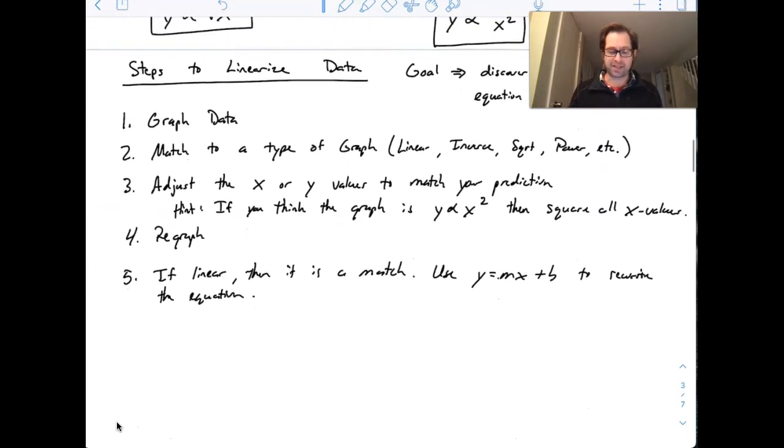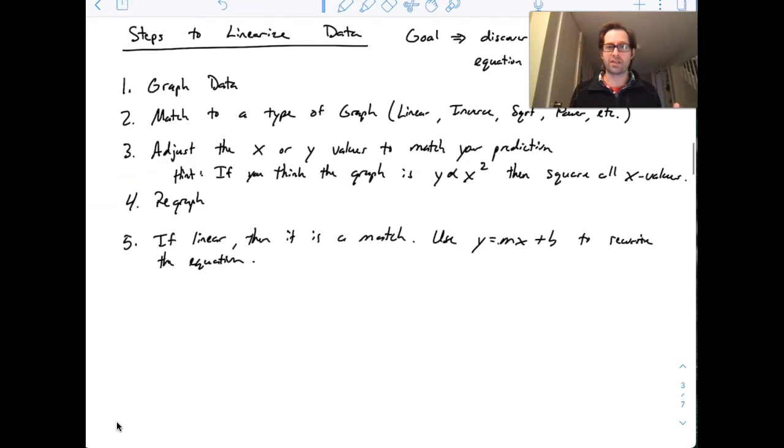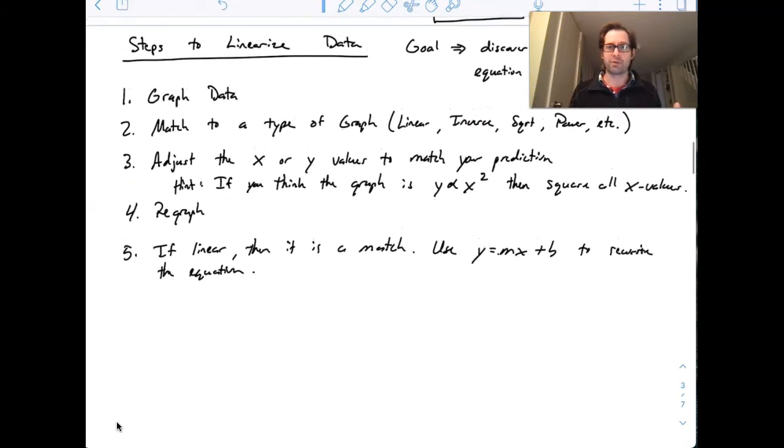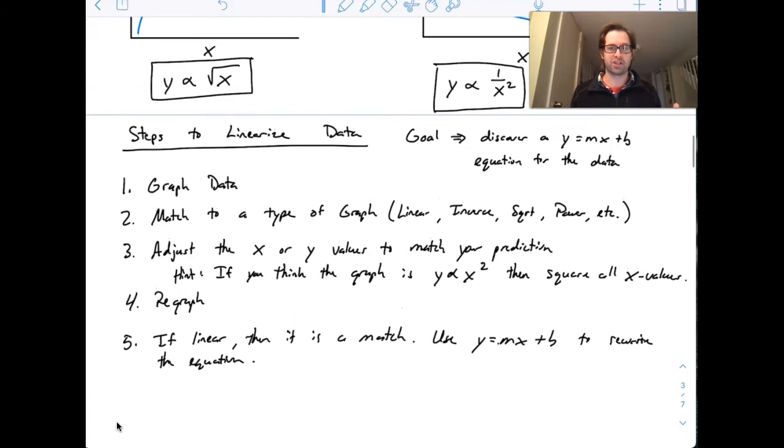So here are the basic steps, and the goal is always to discover a y equals mx plus b relationship. I put that right here at the top. This is our big goal. We're going to try to fit any of our data into that linear relationship. Therefore, it's called linearizing the data.